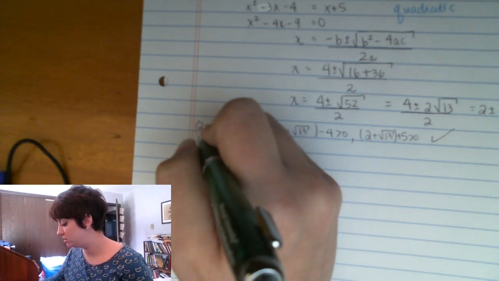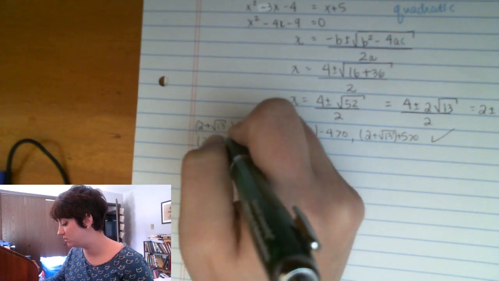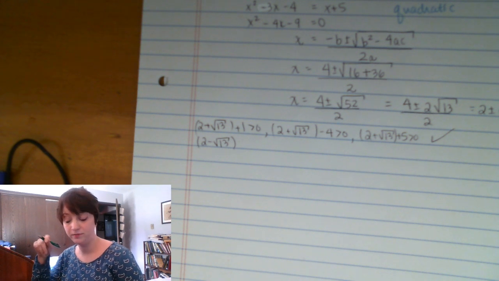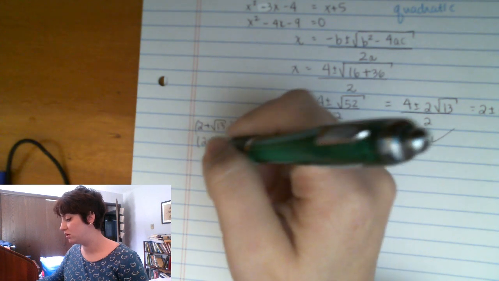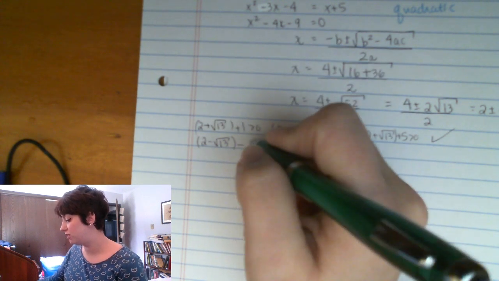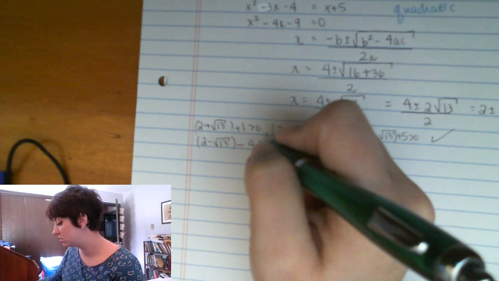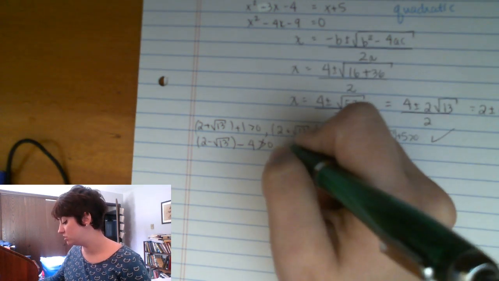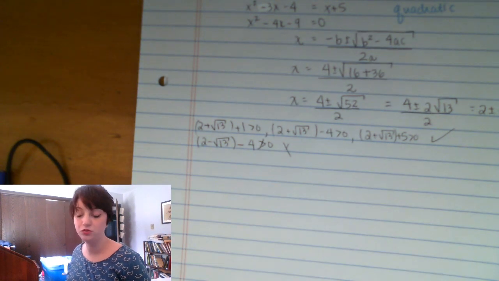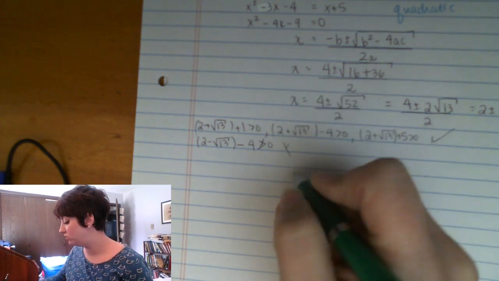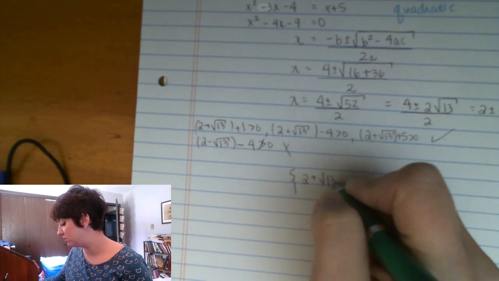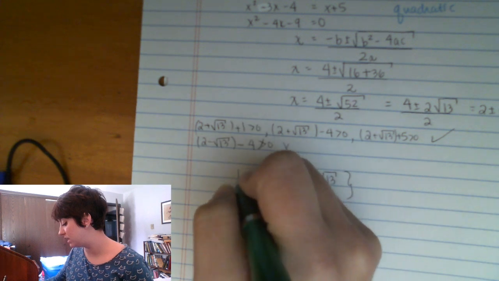The other one, 2 minus root 13. Root 13 is bigger than 3, so this thing by itself is already negative. So if I subtract 4, that's even more negative. So that's not positive, and I cannot use 2 minus root 13. So my only solution is going to be 2 plus the square root of 13. That's my exact.